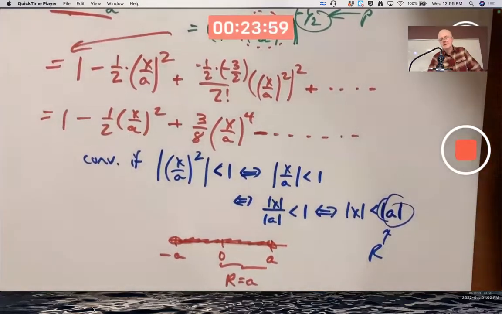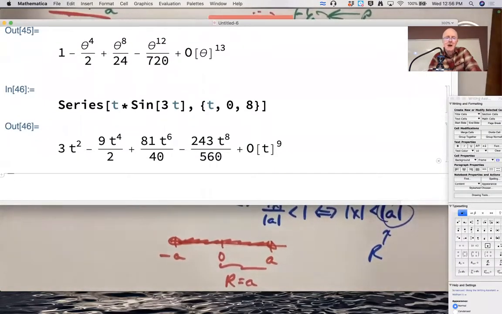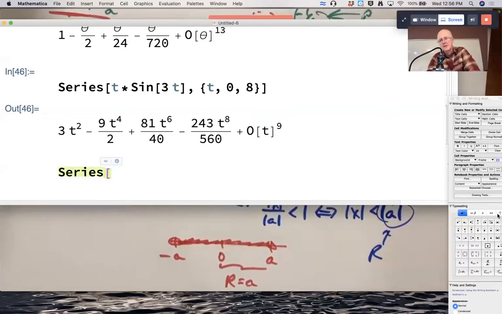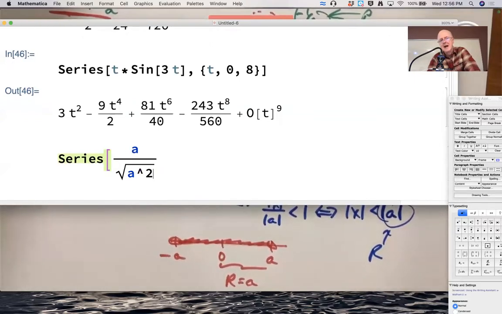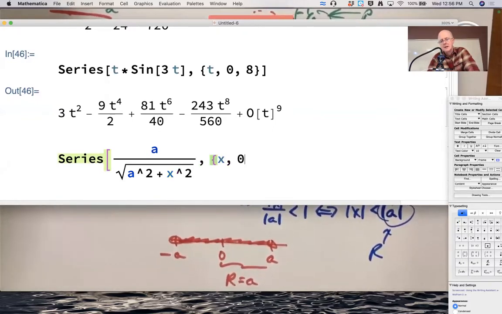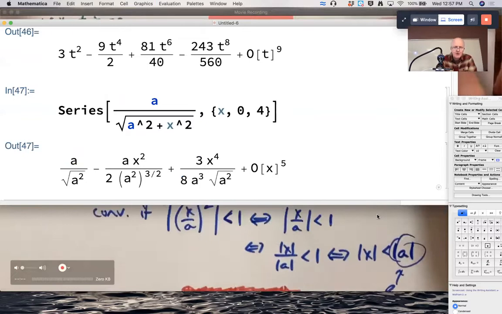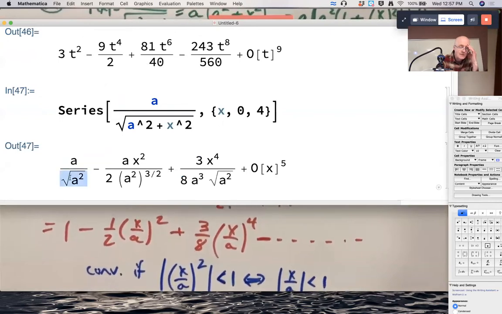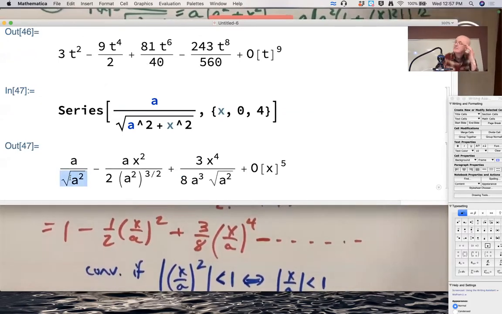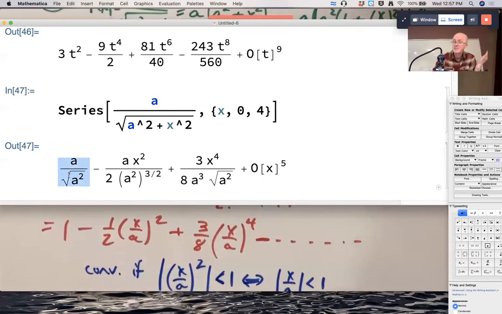Let's see if Mathematica can confirm this answer. I actually know from the previous class that it does. However, it doesn't write the answer in the nicest form, in part because it's not making particular assumptions about the value of a. So you can see, first of all, the coefficients are correct. a is positive, so the square root of a squared is a itself. In general, it's the absolute value of a. So this is really an a over a here, which is one, matching our one.